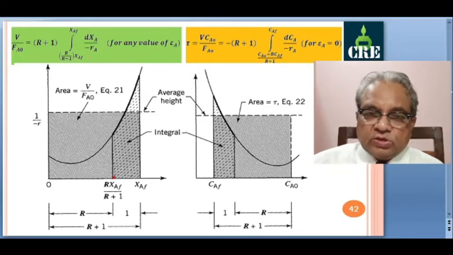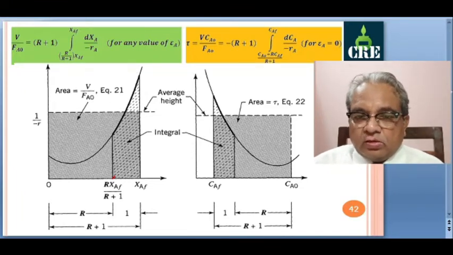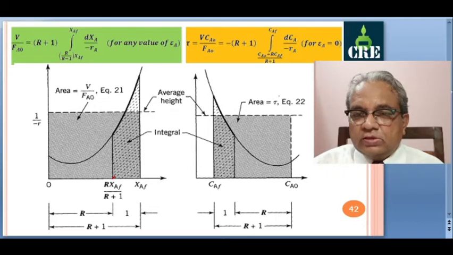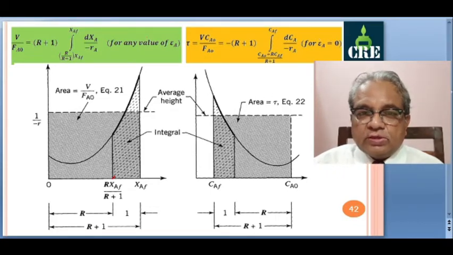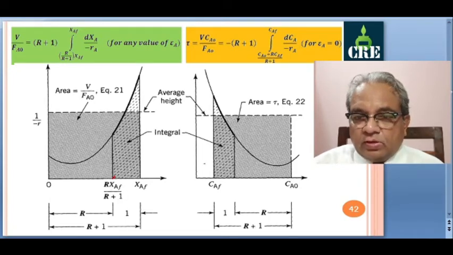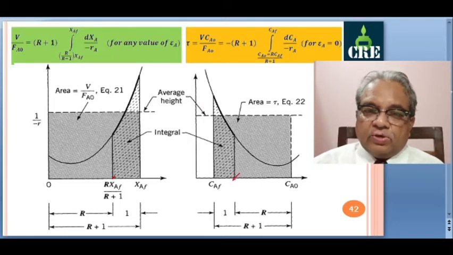So these two representations you keep in mind. Things will be more clear to you when we solve the numerical problems on the recycle reactor. So what you have to remember now: this gives you V by FA0, this area gives you tau. This is for epsilon equal to 0, constant density, and this is for the variable density system. The variation is 0 to XAF, and in between you have this term r XAF by (r plus 1). Here in between you have this term (CA0 plus r CAF) by (r plus 1).